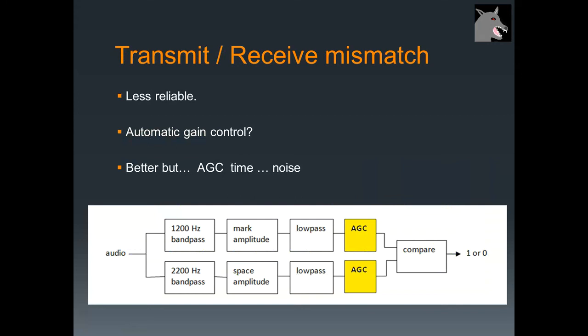So my first attempt to work around this problem was to add automatic gain control to the amplitudes of the two tones that are decoded. And that worked a little better, but the AGC just wasn't exactly right. It was improved, but the AGC really didn't work the desired way all the time. The noise would throw it off, and it was better, but just not that great.